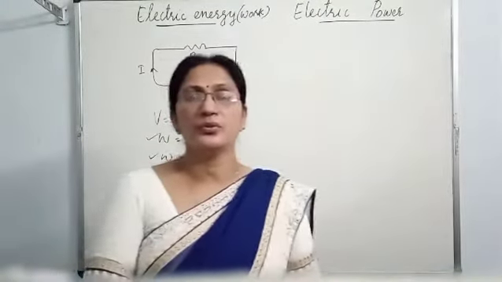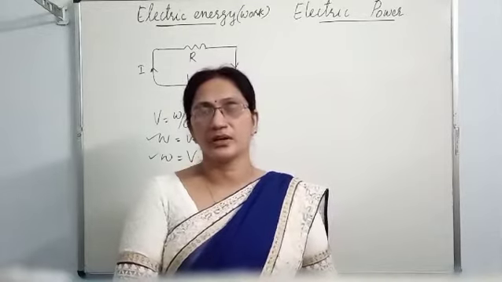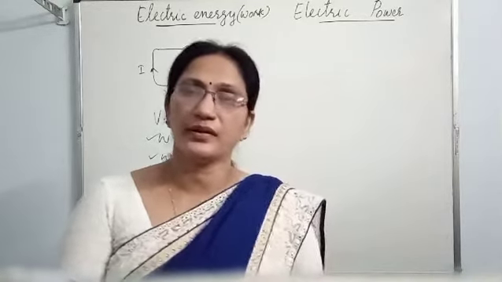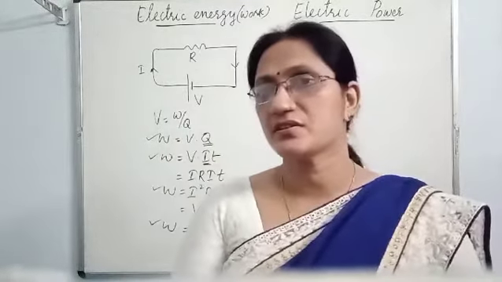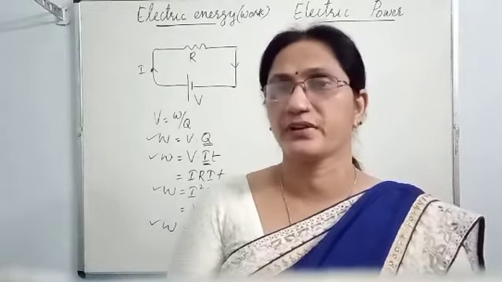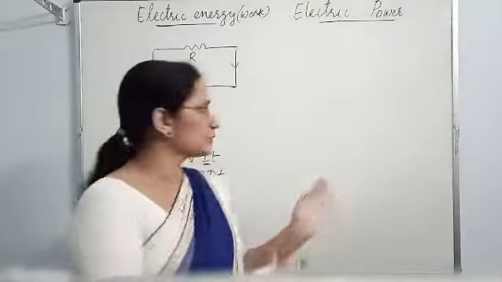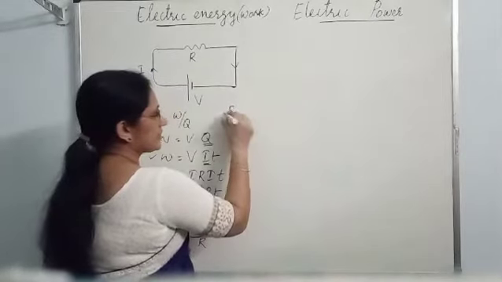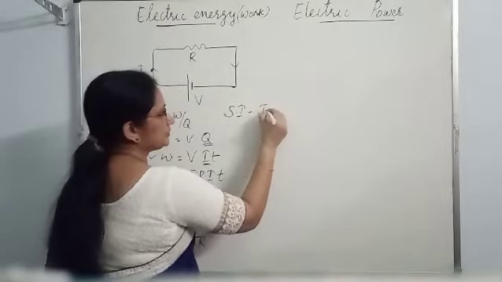Now the unit of electric energy or electric work. You know Joule and erg are the SI and CGS units of any form of energy. So for electric energy also the units are the same. SI unit is Joule.